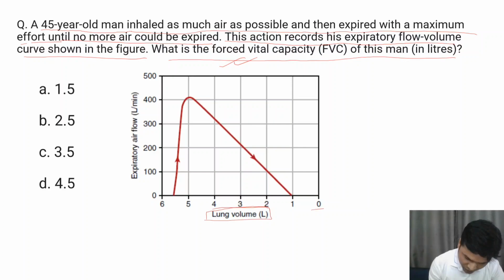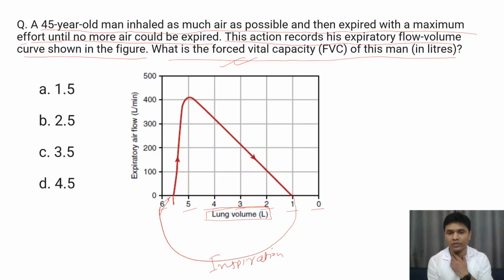So liters go from 0, 1, 2, 3, 4, 5, 6. Okay, and he is reaching around 5.5. That is the expiration. So how much air he is expiring. So actually this is the inspiration curve, so he is inspiring. This is the inspiration curve. After maximum inspiration he reached up to this level and then he expired.